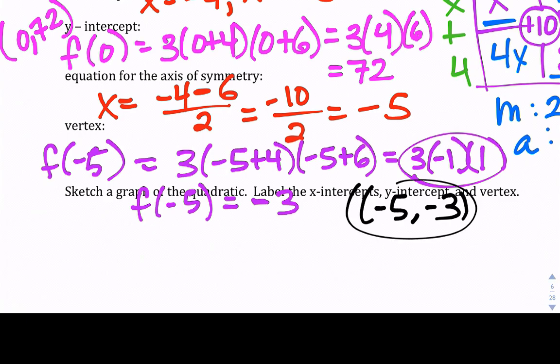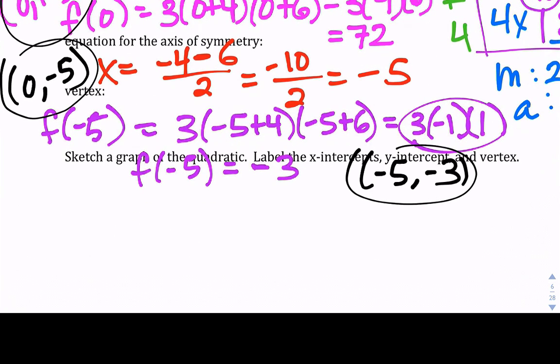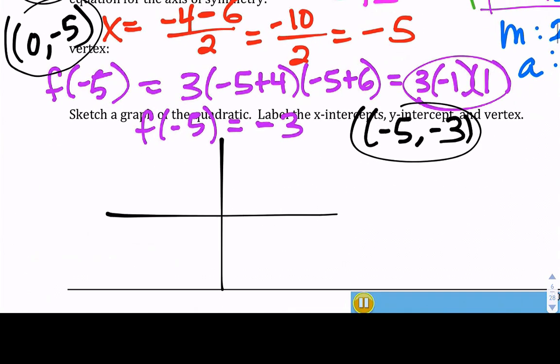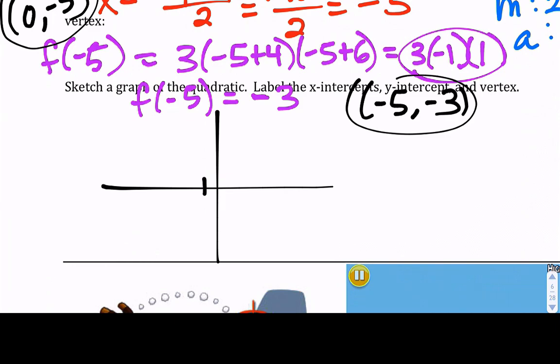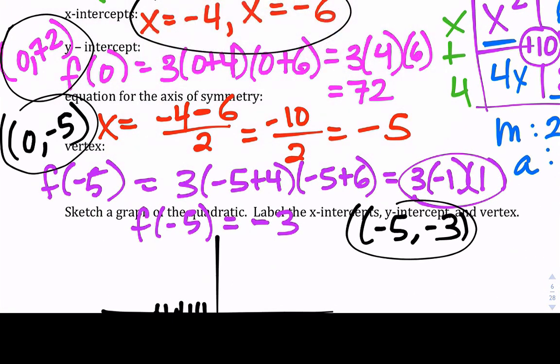I'm going to plot a bunch of these points here. We're going to plot the x-intercepts, the y-intercept, the vertex, and some of our other points. So we're going to sketch this. My y-intercept's huge, 0, 72, so I'm just going to label it. So here, negative 4, negative 6. 1, 2, 3, 4. 1, 2, 3, 4, 5, 6. Oops, wrong way. Okay, so here's negative 4. Here's negative 6. Those are our x-intercepts, so maybe I should do them in red.